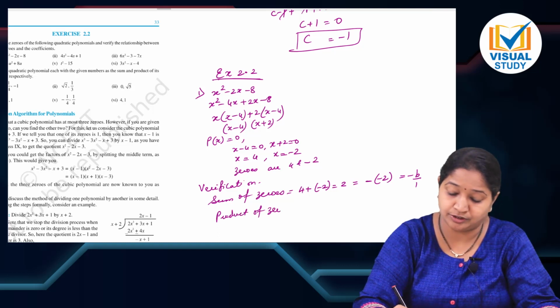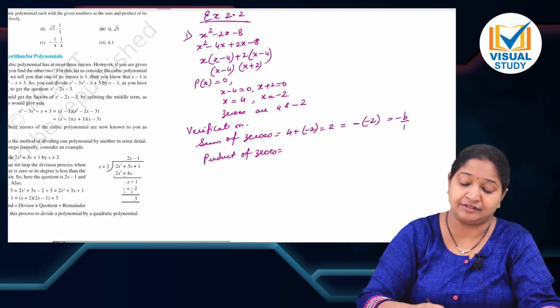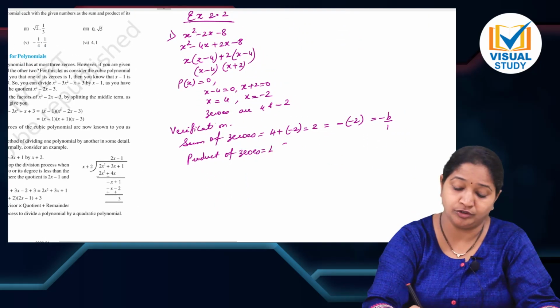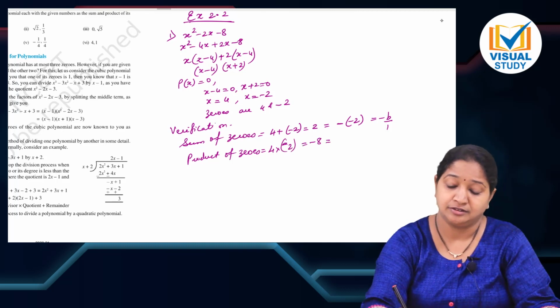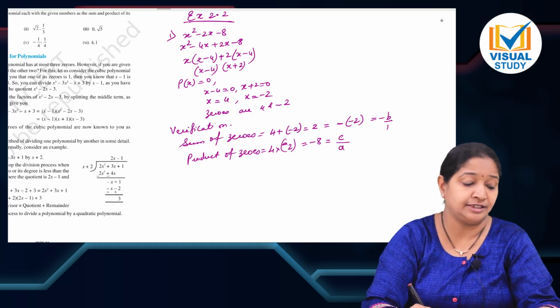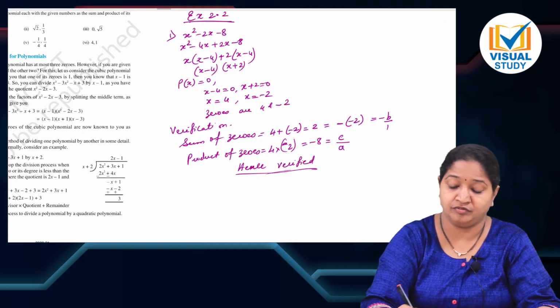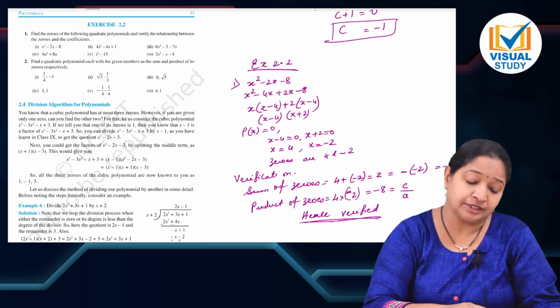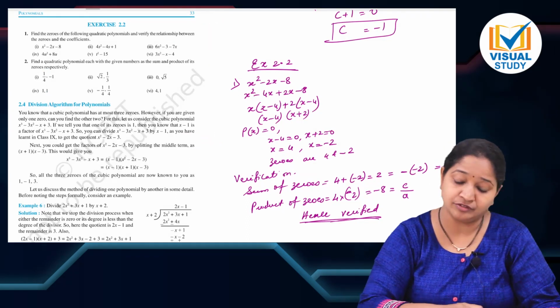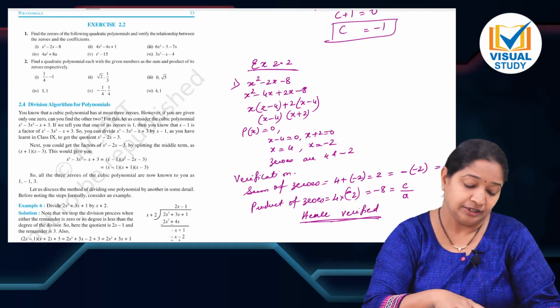Product of zeros is equal to 4 into minus 2, that you get is minus 8. So it is c upon a. Hence verified. Here the rest of the sums are same as the first one, so you can do it.